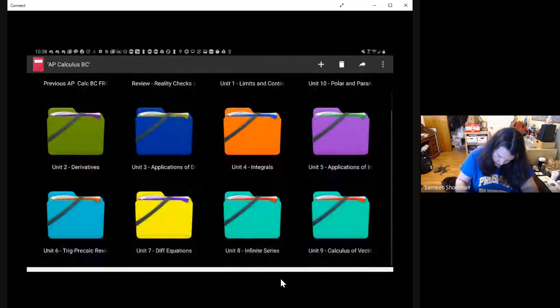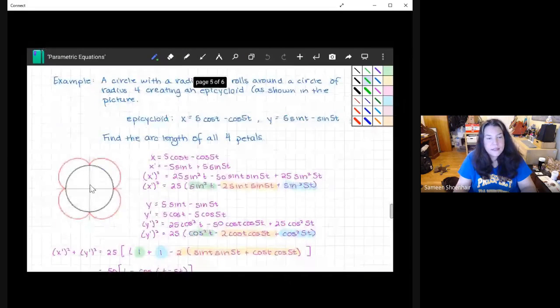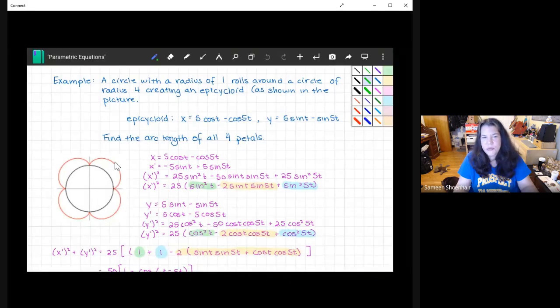There's unit 10 right there. Okay, so that's this picture right here. So any questions what an epicycloid actually is? I mean, it's not very exciting, but I wanted you to get an idea of what this was trying to describe.